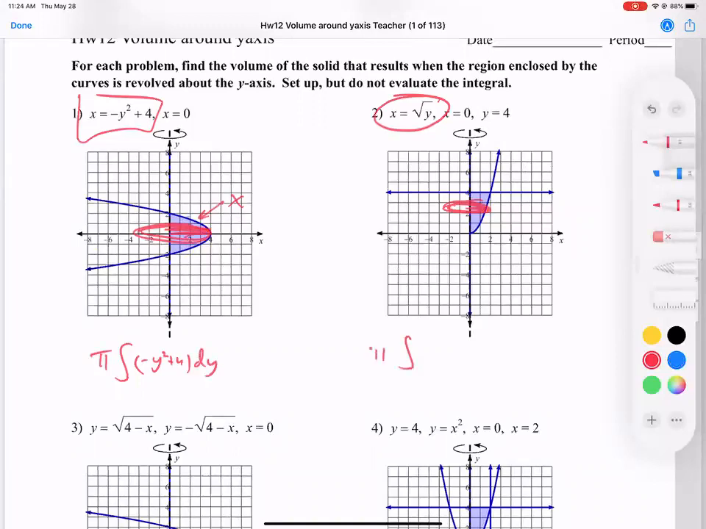The integral pi r squared, where my r value is really the x value here, which is already given. So square root of y squared dy.